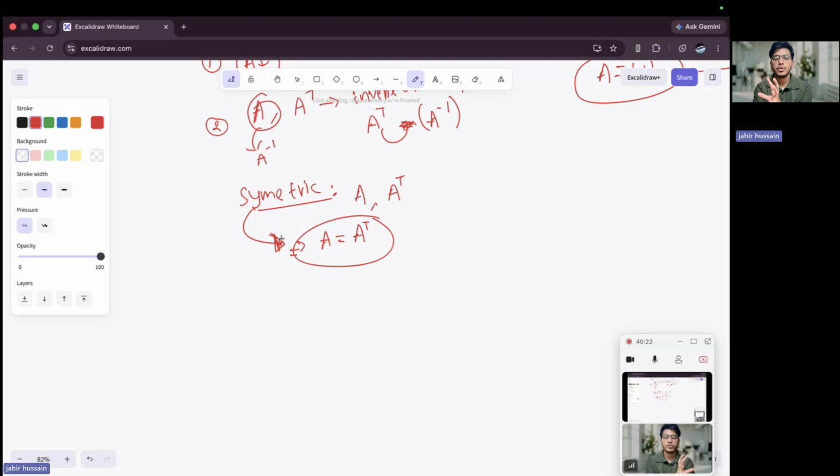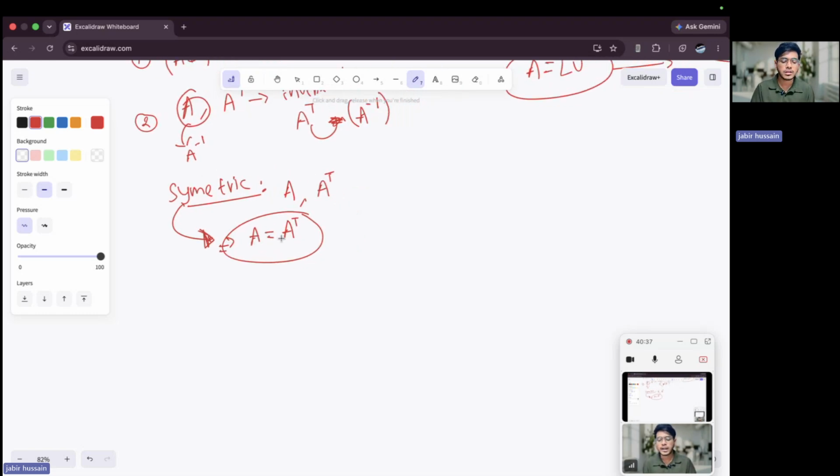From now on, we will move on to a very new topic. You can consider it as the beginning of actual linear algebra. Till now, we have been just brushing up the old concepts. Okay, now my question is, how can we build a symmetric matrix? How can we build a symmetric matrix?